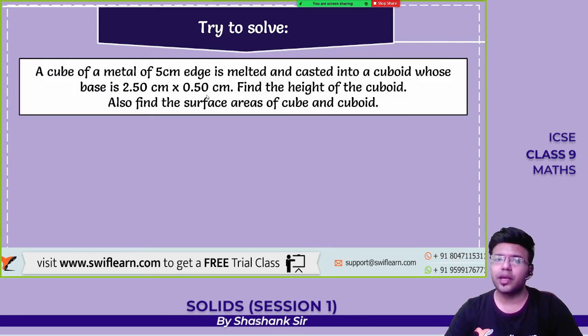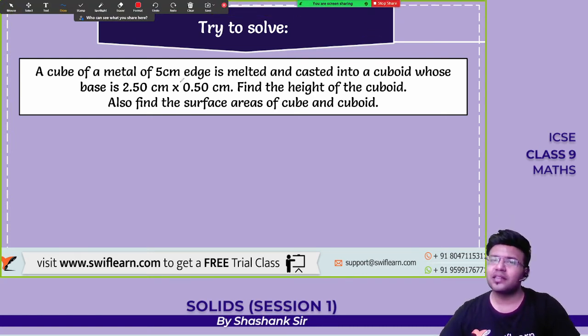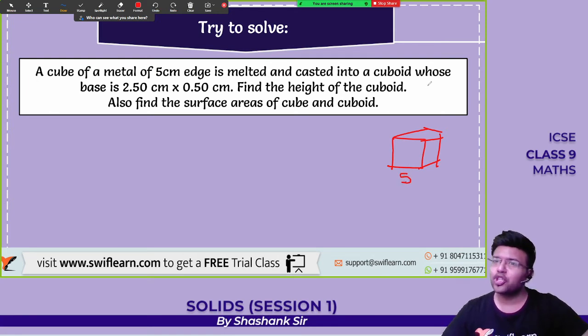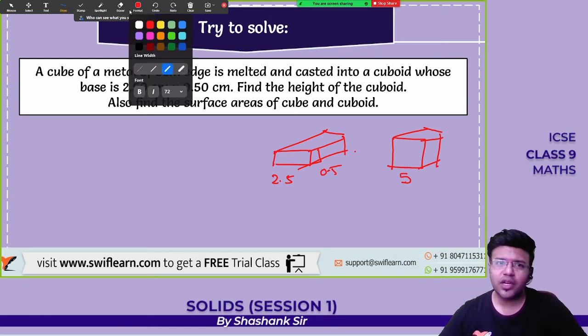Okay. Now, a cube of a metal of 5 centimeter edge is melted and casted into a cuboid whose base is 2.5 into 0.5. This is a small one. Find the height of the cuboid.